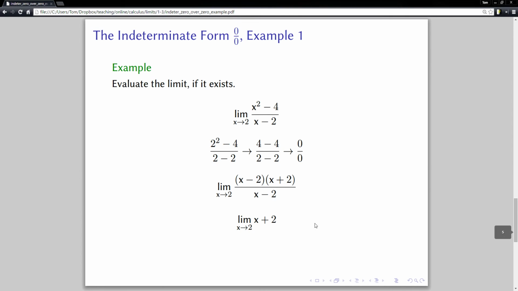We would wind up with this limit right here, which is a really simple limit, after we cancel that x minus 2 out. And we would evaluate that by substituting a 2 in here. We get 2 plus 2, which is equal to 4. So the correct answer for this limit problem is 4.